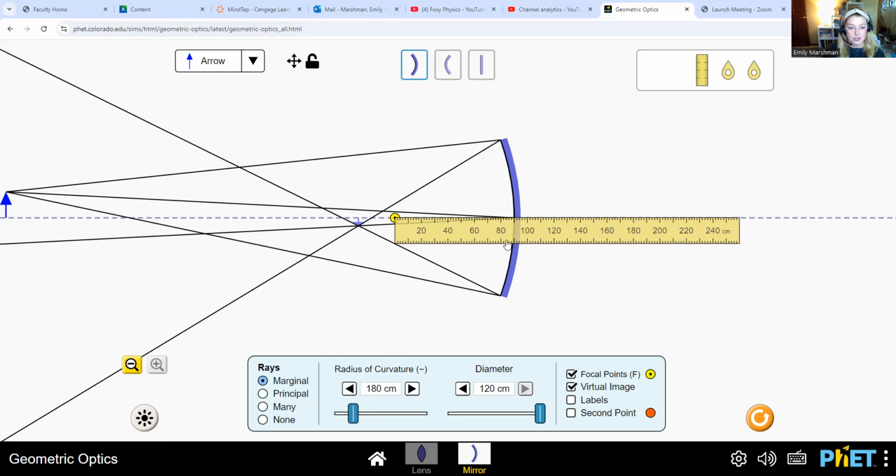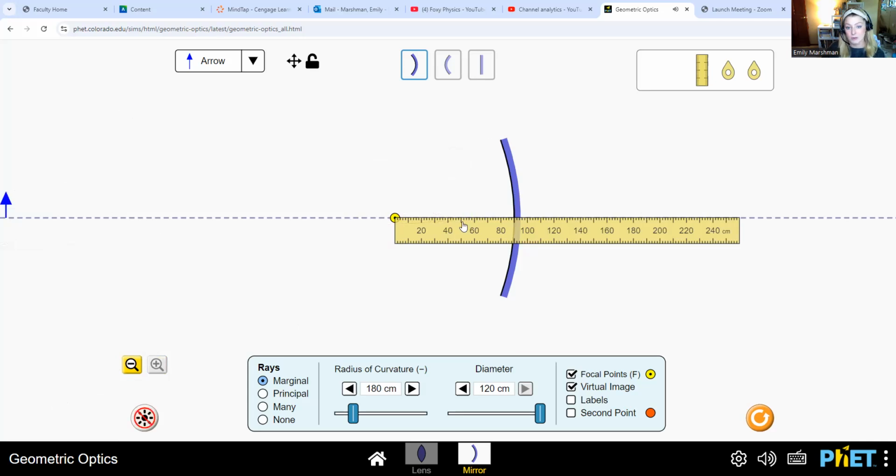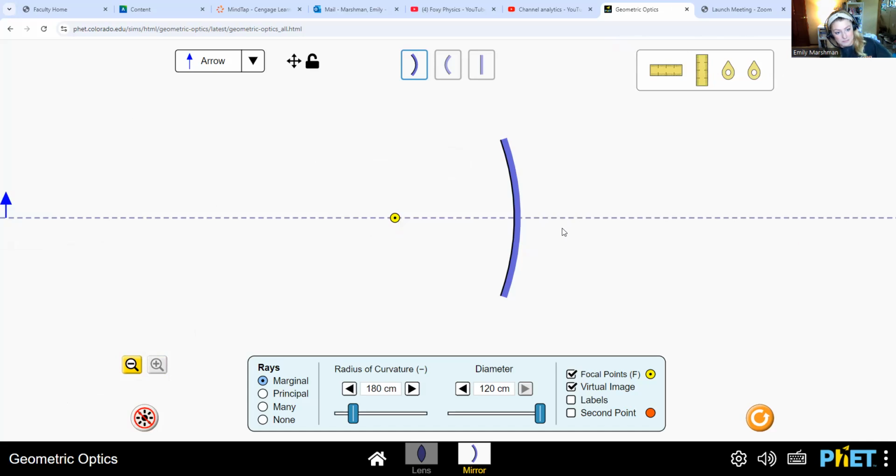So now the question is, what happens if you put the object nearby the mirror? What do we see happening for a concave mirror? I'm going to share my screen again, and I'm going to bring up my whiteboard so we can go through the definitions of things.